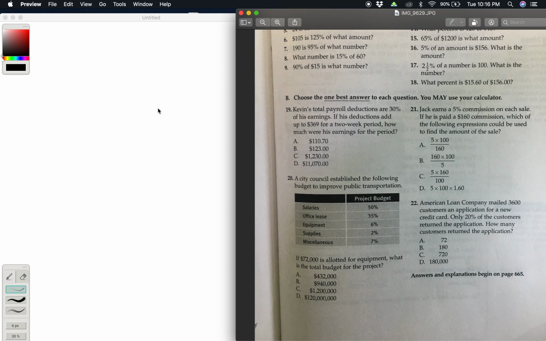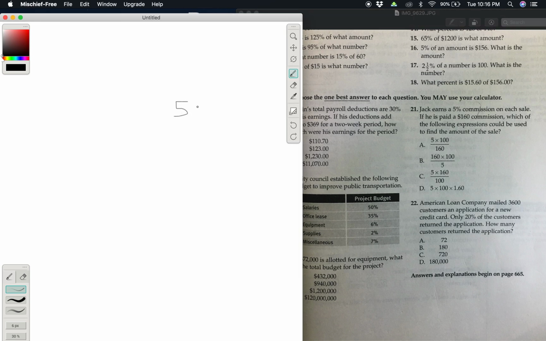So Jack earns 5%, so the equivalent percentage is always here. We know we have 5%, and we know that 5% is always the part of 100, so though they don't say 100% here, we know that 100 needs to go underneath here. So 5% commission on each sale. If he was paid 160, think of this as equivalent, guys. 160, according to our problem, is equivalent to 5%. So what we're missing is what 5% is the total of. 160 is 5% of this number here, which is the missing variable.